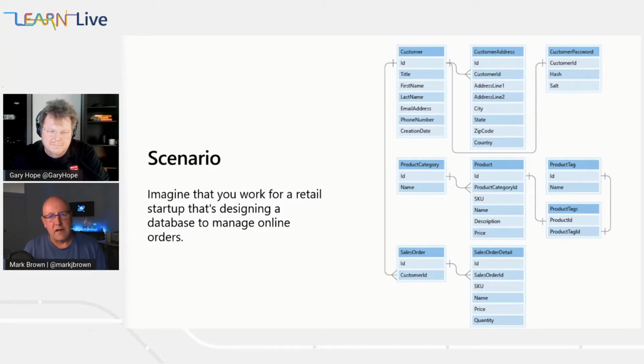And then lastly, we've got our sales order table. So we'll have a sales order table here, which is the sales order ID and a customer ID. And then you have the sales order detail. That's going to hold all of the items for your shopping cart when you purchase that order. So you'll have a sales order ID, a SKU, a name, a price, a quantity, etc. Your typical e-commerce schema.